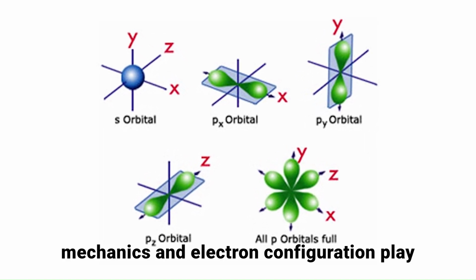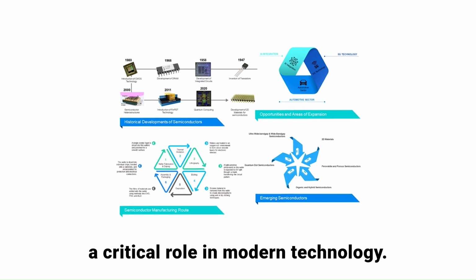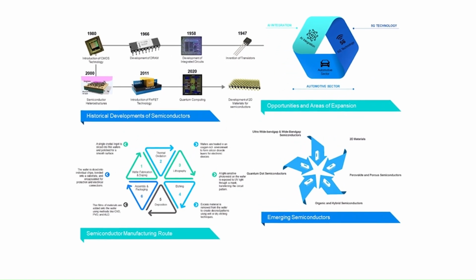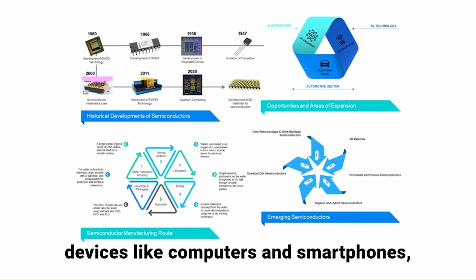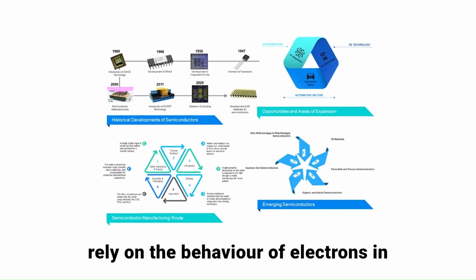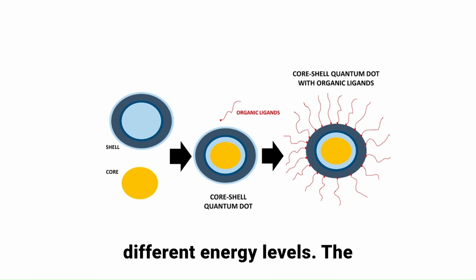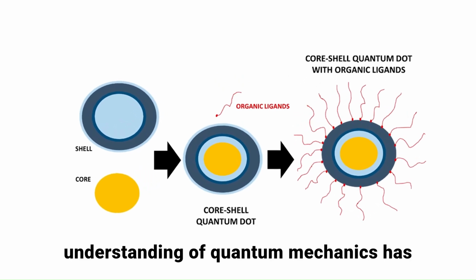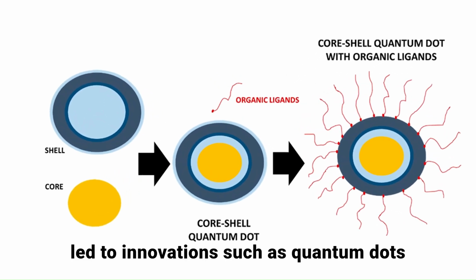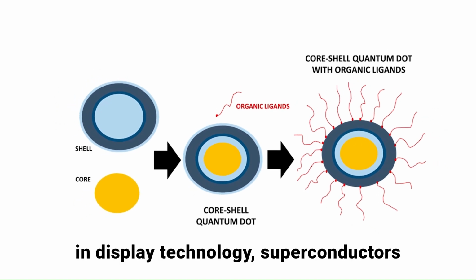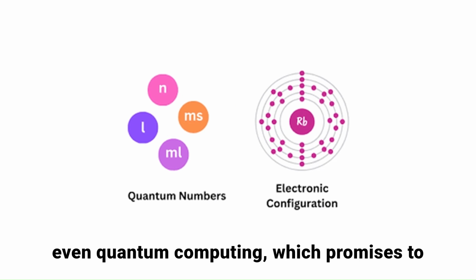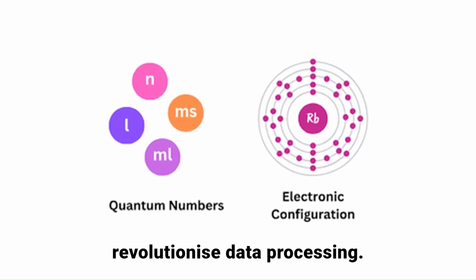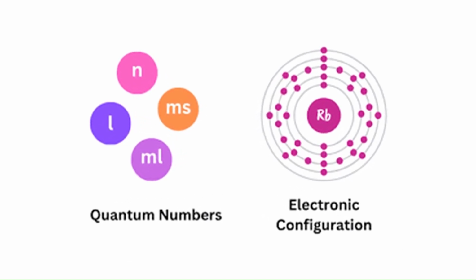Furthermore, quantum mechanics and electron configuration play a critical role in modern technology. Semiconductors, which power electronic devices like computers and smartphones, rely on the behavior of electrons in different energy levels. The understanding of quantum mechanics has led to innovations such as quantum dots in display technology, superconductors for efficient power transmission, and even quantum computing, which promises to revolutionize data processing.